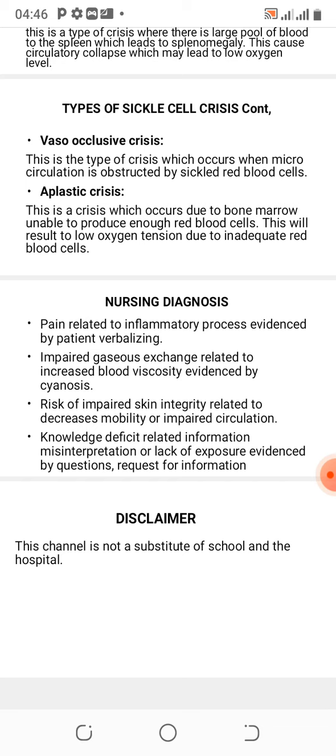Then we have risk of impaired skin integrity related to decreased mobility or impaired circulation. And then we have knowledge deficit related to information misinterpretation or lack of exposure, evidenced by questions that may be asked by the patient or request for information by the patient. There are many more problems that can be there and diagnoses that can be formulated.